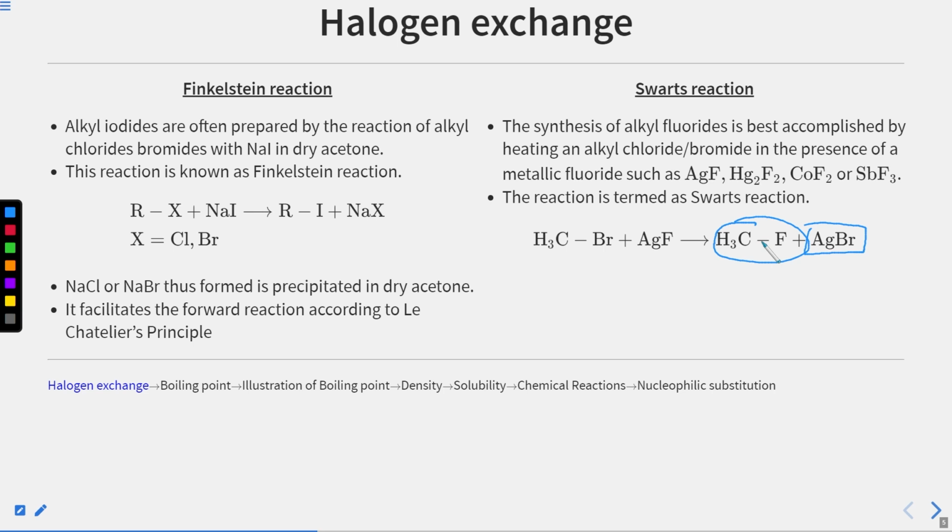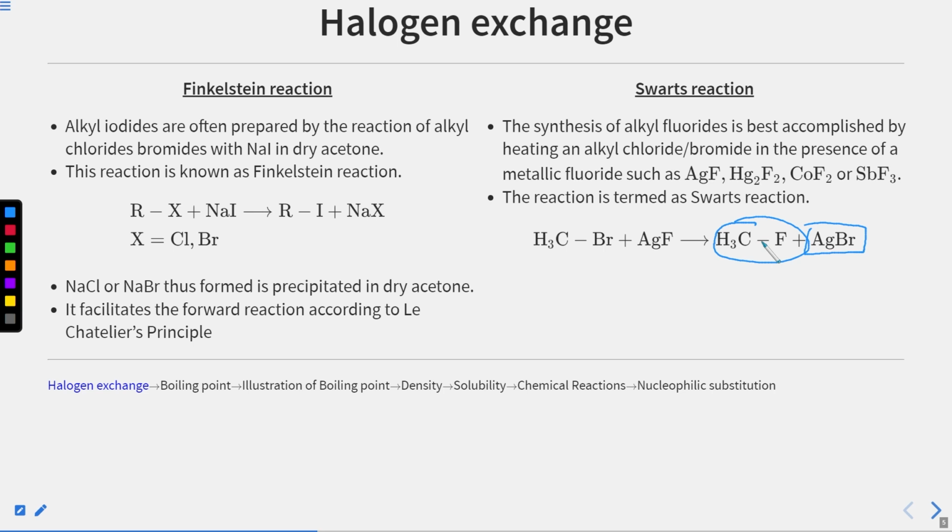We'll see the types of reaction, the substitution reaction, but you can see how this reaction is going easily. And we are using fluorides like fluorides of silver, fluorides of mercury, fluorides of cobalt, and fluorides of antimony to prepare our alkyl fluorides. So remember all these names. If you want, just make a small shortcut for it, or you can remember it like this only.